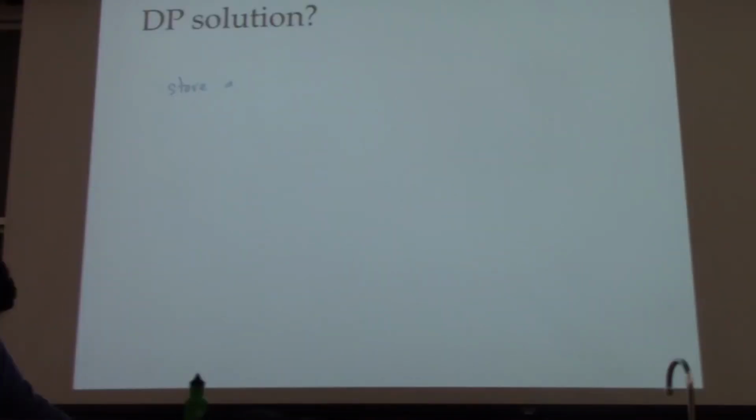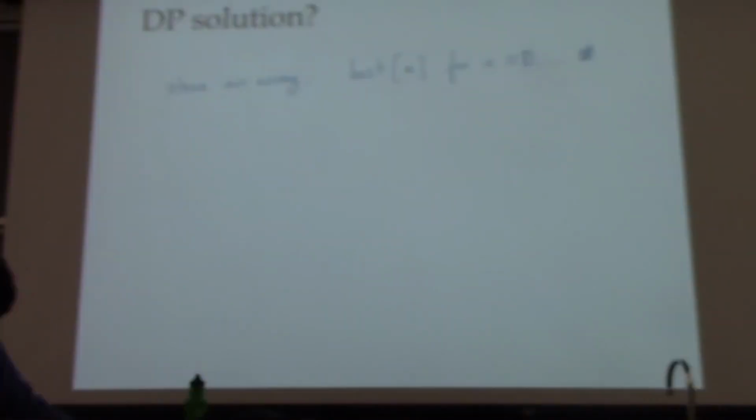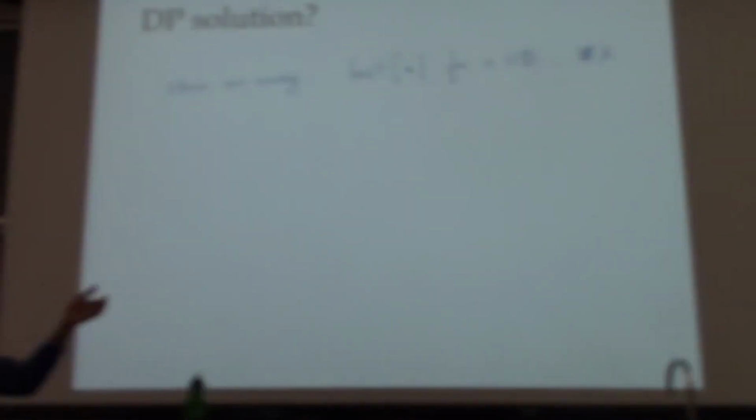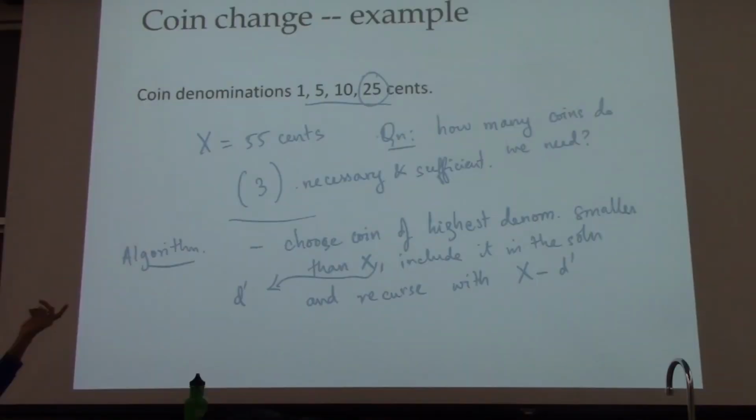Okay, so store an array of the best solution for n going from 0 through capital X. So you can have an array like this of size x. For every integer you store the best number, the minimum number of coins you need to make that integer. And this you can update using dynamic programming.